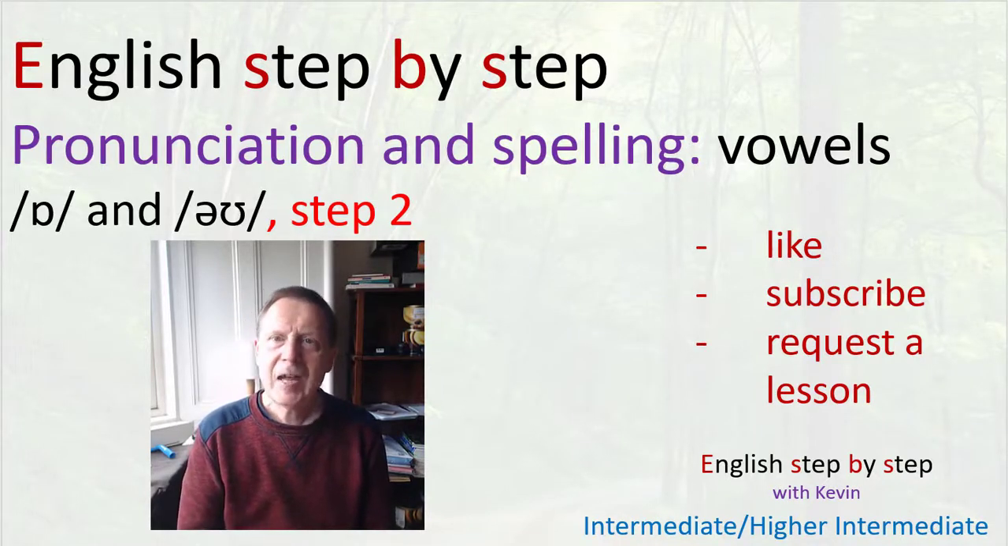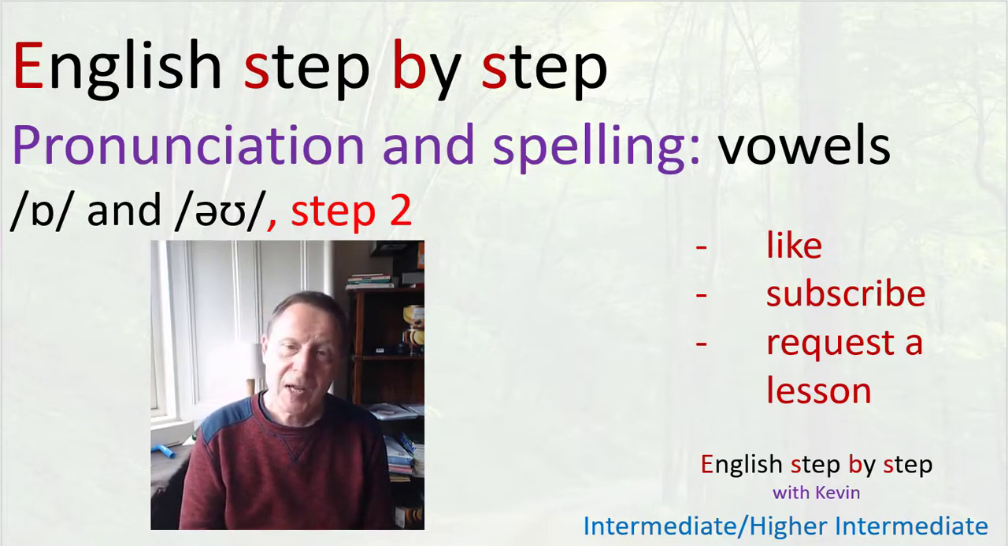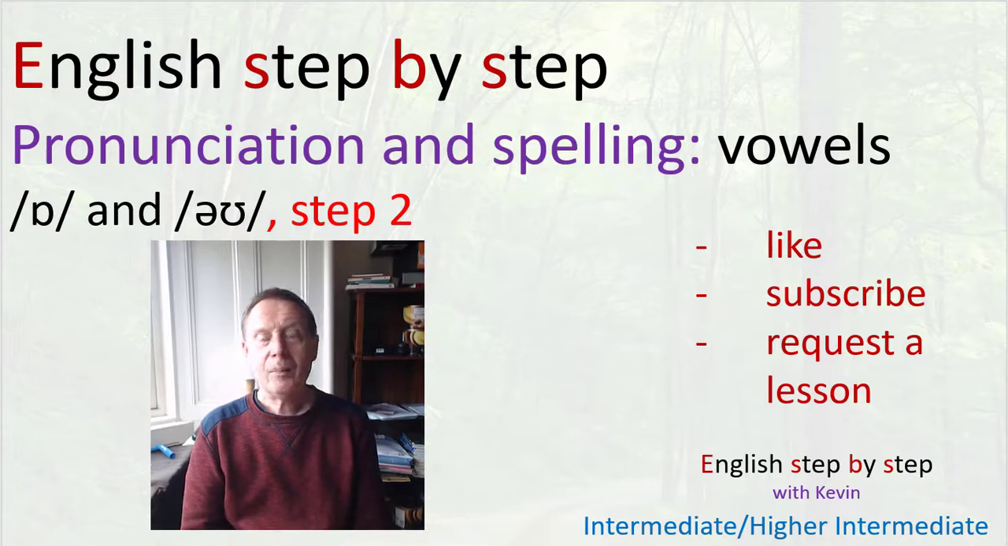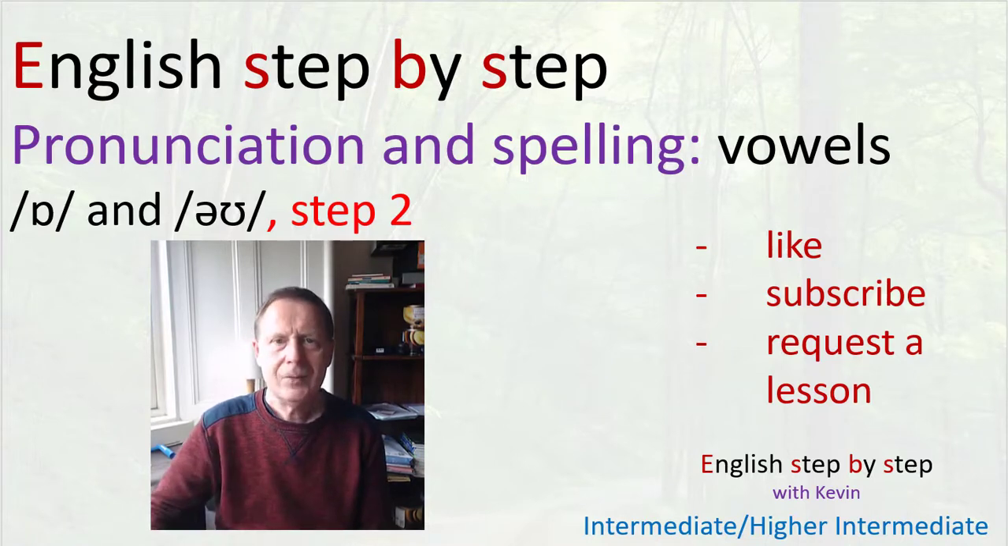English step by step. Pronunciation and spelling. Vowels O and O. Now this is the step 2 video about these vowels. So please watch the step 1 video in which you'll find a practice exercise. In this video, I'm going to go through the answers to that practice exercise. So make sure you watch the first video first.